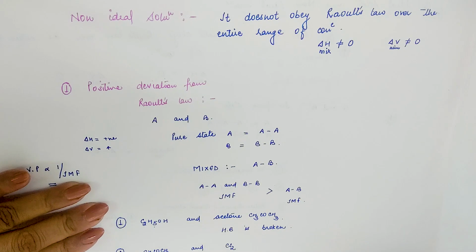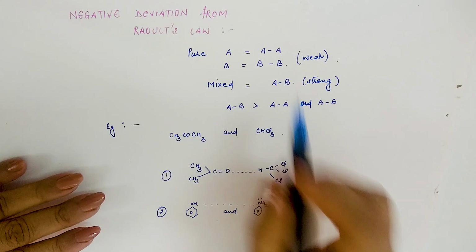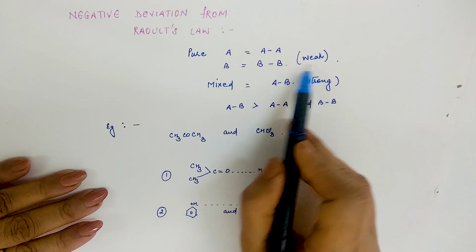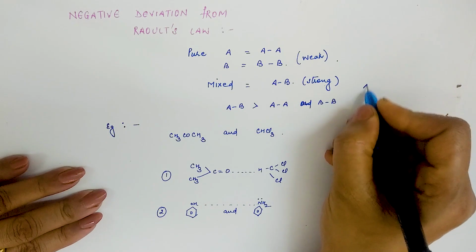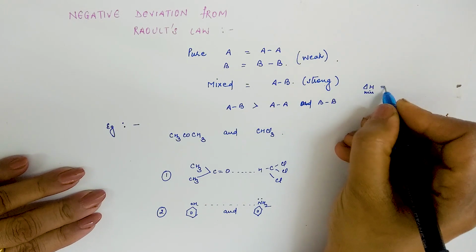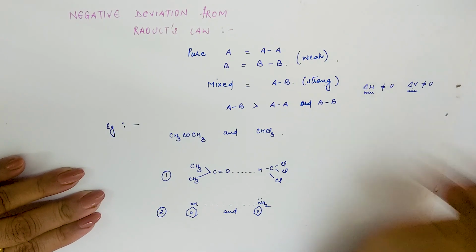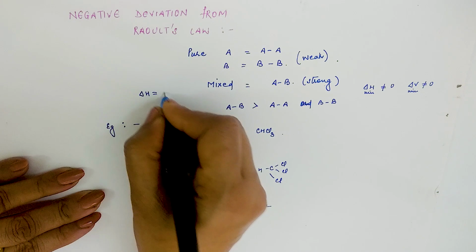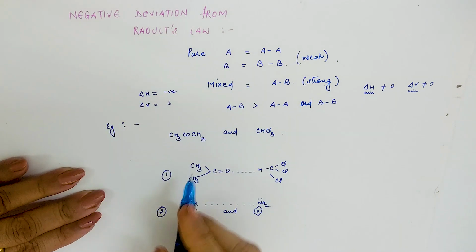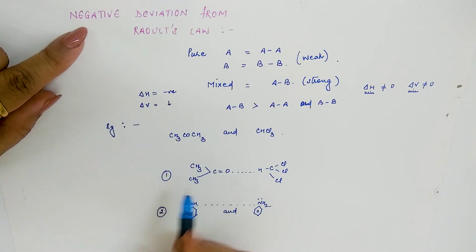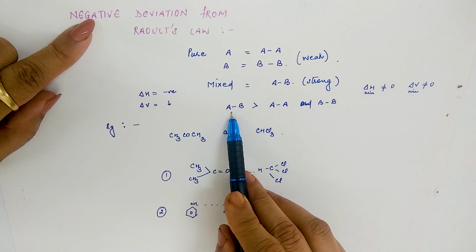When we are talking about the negative deviation, this will talk about the forces AA and BB were weak before adding, and when they are added, AB is strong. Here also delta H of mixing is not equal to 0 and delta V of mixing is also not equal to 0. Here delta H is negative, so negative deviation. Delta V is also lower, and what will happen? This will cause the negative deviation. Only the intermolecular forces get strong.